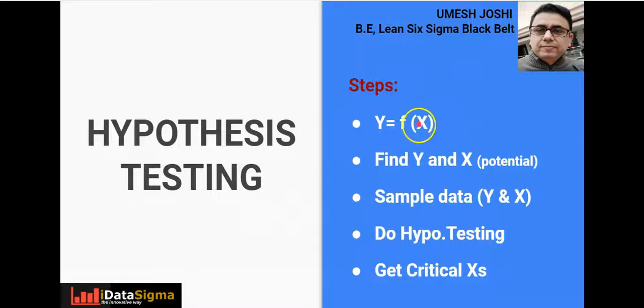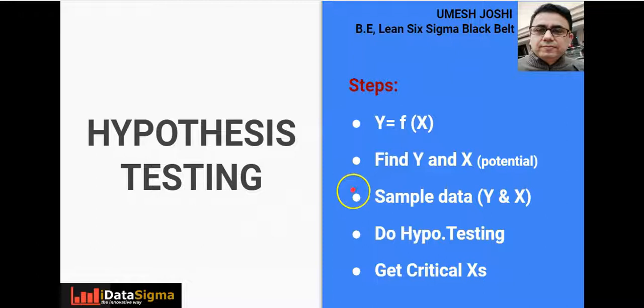Here we must understand that X is a potential factor. It may be one or many. So these factors are independent variables and they are impacting my Y measure. So we must know that there is a relationship. Initially we just understand that these are some potential factors which are impacting my Y measure, which is the response of the process.